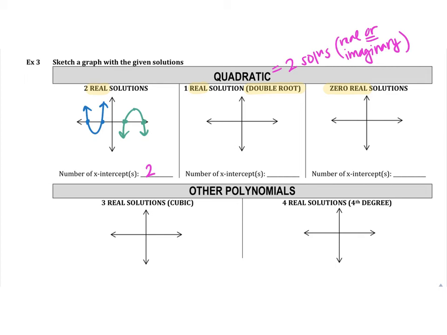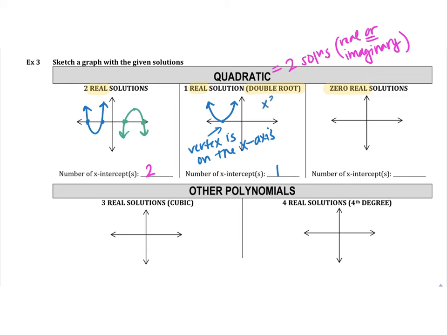Next, what about 1 real solution? So that means I'm going to have the same answer twice. So that means that my vertex has to be on the x-axis. Okay? It's a parabola, which is a quadratic, which means we have 2 solutions. But the key here is the vertex is on the x-axis. Okay, so I would have one x-intercept.